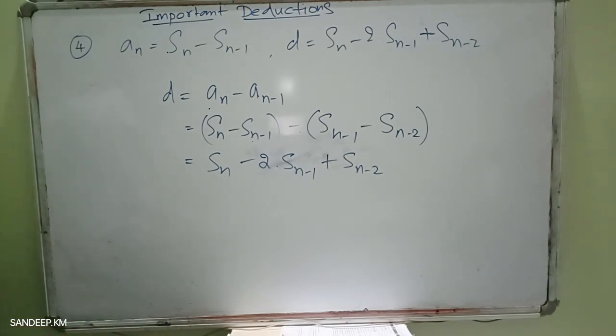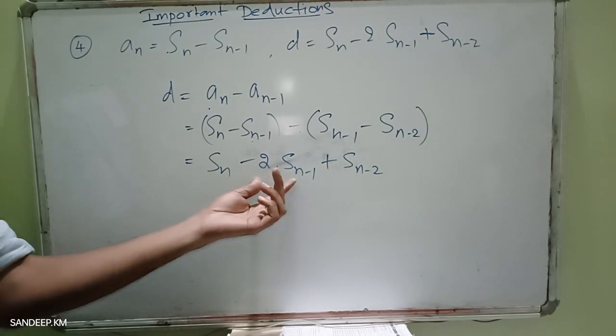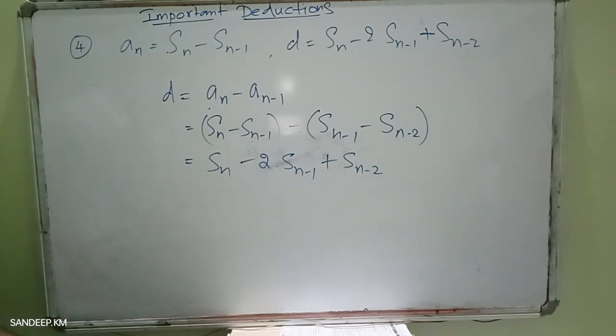But frankly to say, while we are solving the problems, instead of using this big formula, we can simply find S1, S2, S3 and then A1, A2, A3, and then we can find the common difference. Okay, fine. So when the need arises, we will see how to find the common difference also in problems. Now we will continue with the next deduction.